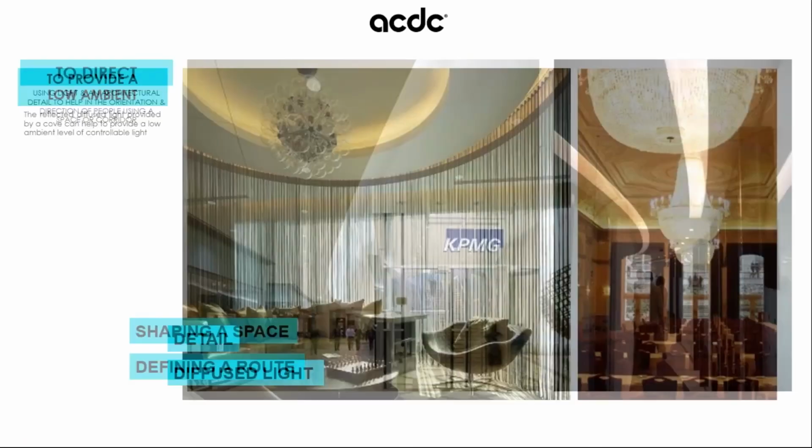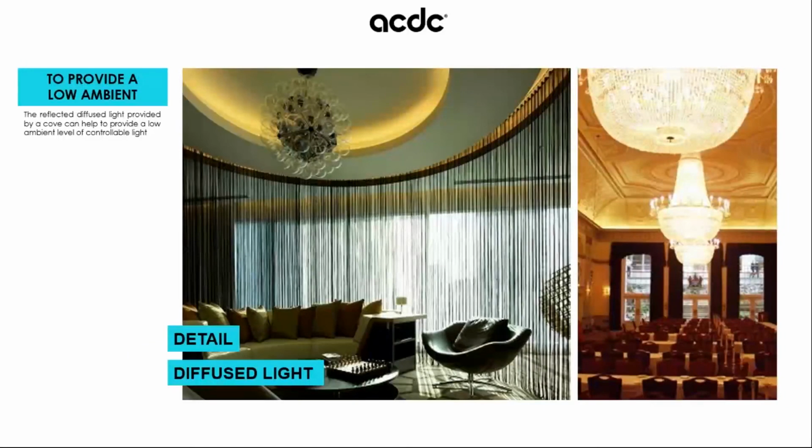And that moves us on to the next point here, which is that the cove is about providing a low ambient level of light as well. So we can dim it, we can control it, we can use that reflected, diffused light to provide a low ambient level of light as well. That's really, really important. So whether it's a hospitality environment all the way through to a corridor, a cove can help to provide a low ambient level of light as well.